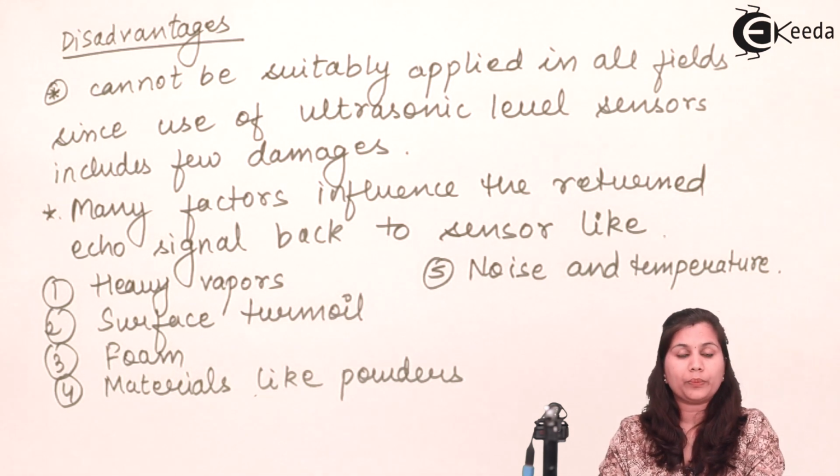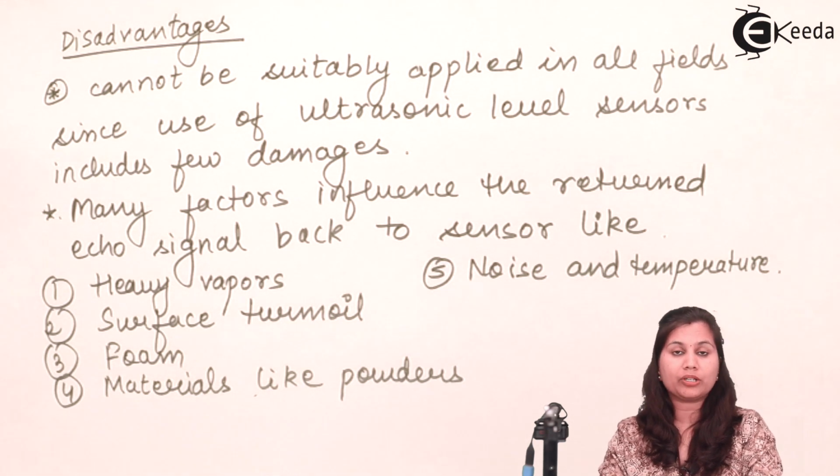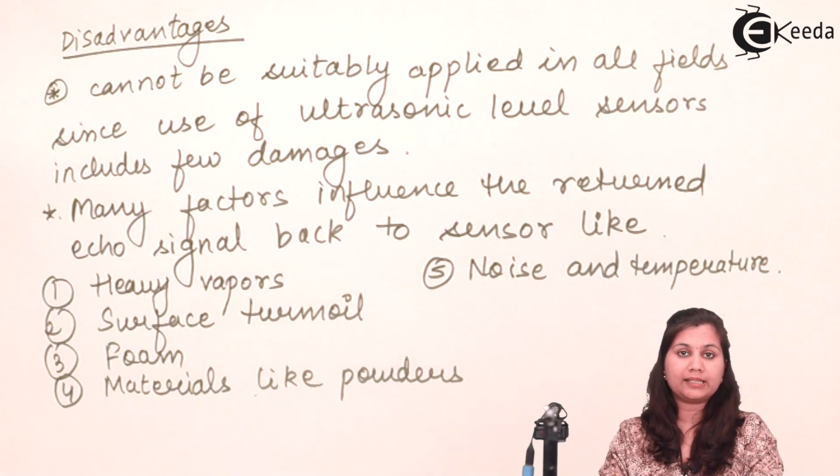So in this video, we studied the ultrasonic level sensors which are used for the measurement of liquid level. The level is measured directly by measuring the time taken by the sound to return back to the sensor. We studied its operating principle, its construction, its advantages, disadvantages and some of its features also. So I hope that this topic is now clear to you.